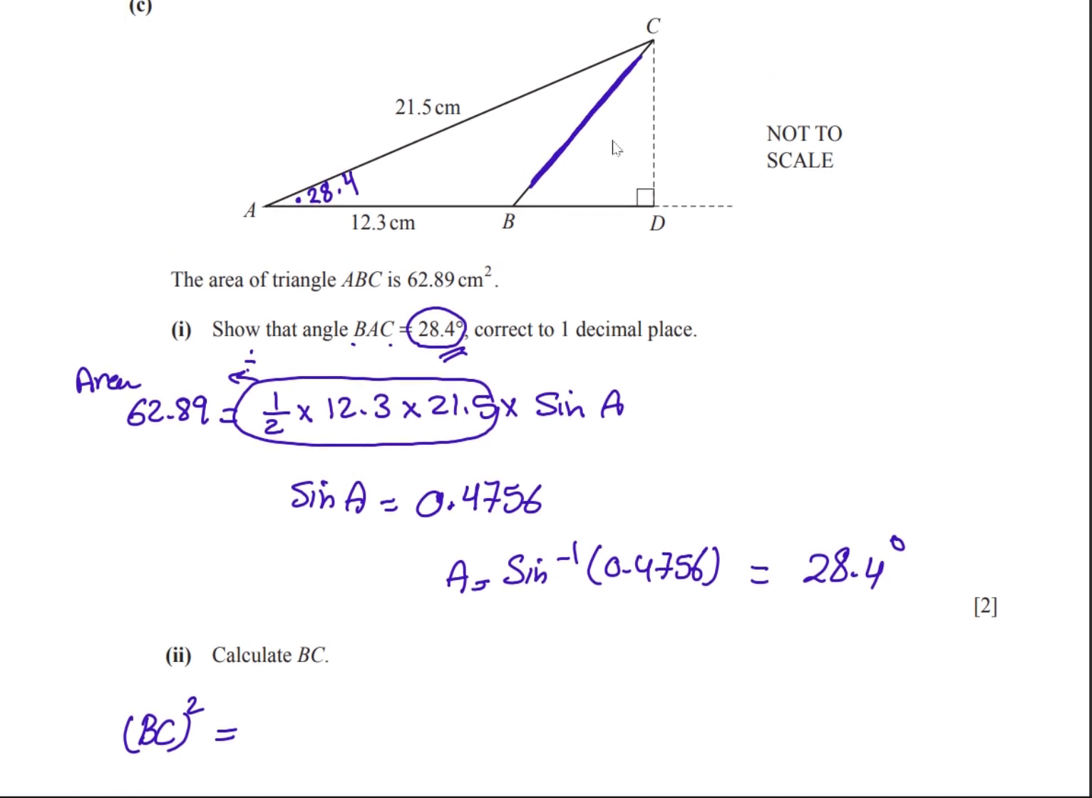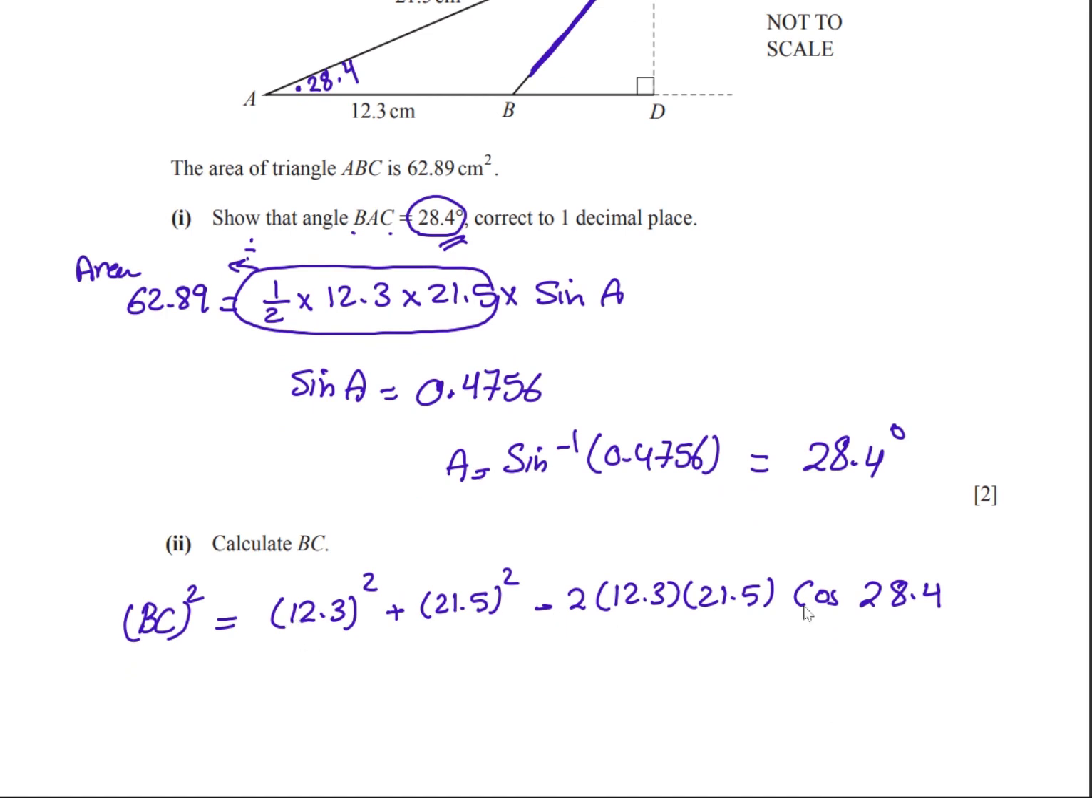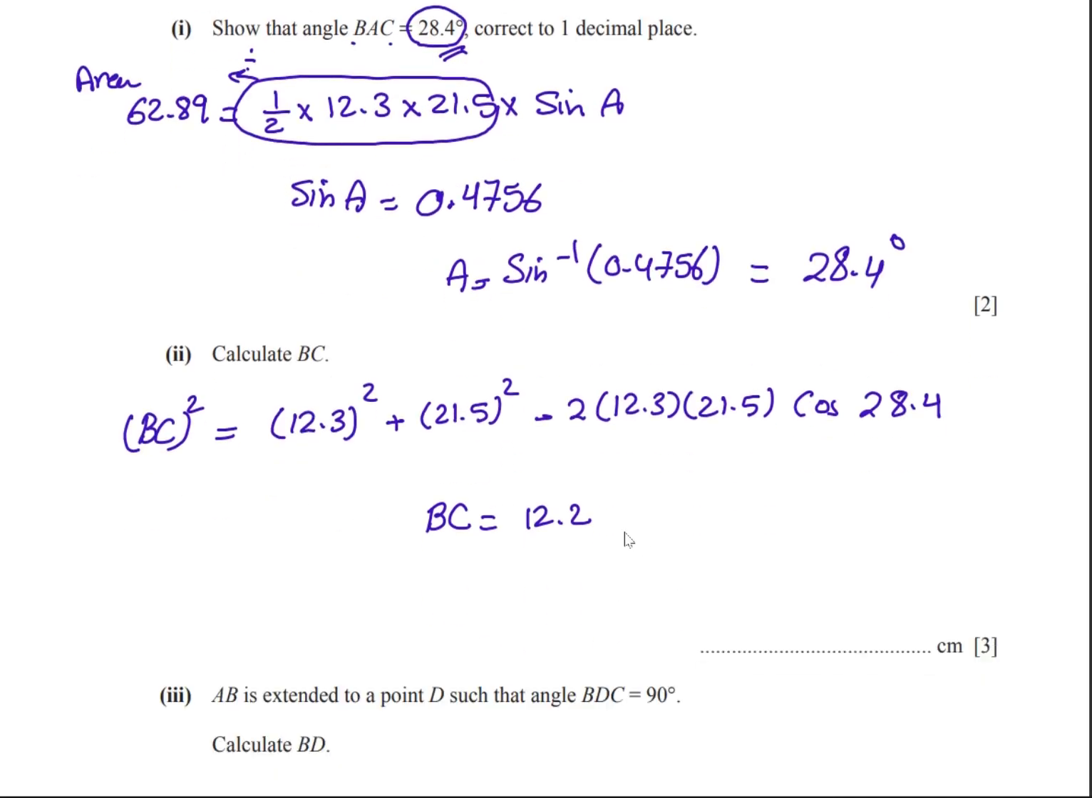I want BC squared here. So BC squared equals the two other sides squared, this squared plus the other side squared, then minus 2 multiplied by the two sides without squares, multiplied by cosine the angle in between them, which is opposite to the unknown side. So from here I can calculate this and take the square root of it. So BC will be equal to 12.2 centimeters, and I write it here, 12.2 centimeters.